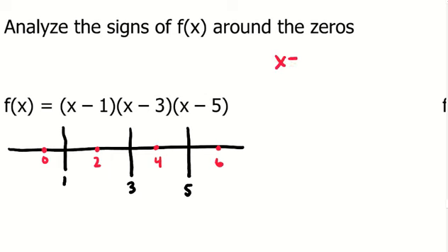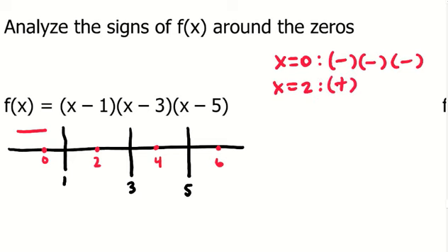Right? So at x equals 0, I plug in x equals 0. I get -1 times -3 times -5. Those are all negative. 3 negatives is going to make negative. X equals 2. Well, 2 minus 1 is a positive number, but 2 minus 3 and 2 minus 5 are both negative. Okay, so I've got a positive times 2 negatives. That's going to be positive. Okay, x equals 4.